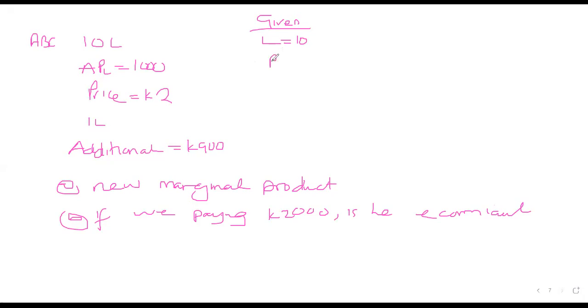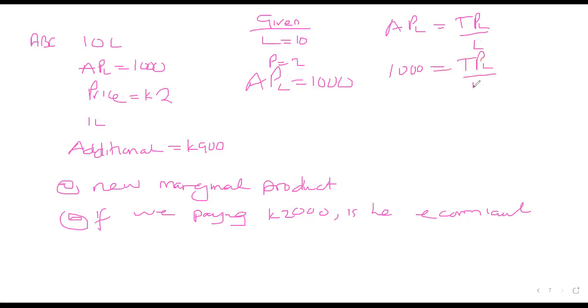What are we given, the price? It's 2. The average product of labor is 1,000. So we know that average product of labor is simply total product of labor divided by the number of laborers. So we have 1,000 here, which is against how many laborers? 10 laborers. So to find the total product that these laborers are producing, it is 10 times 1,000. So these 10 laborers, each one is producing 1,000. So all the 10 are producing 10,000 together.